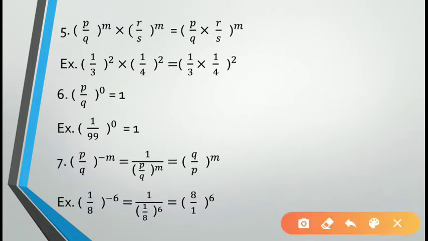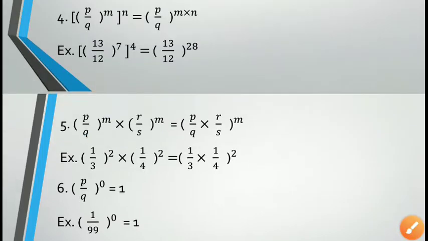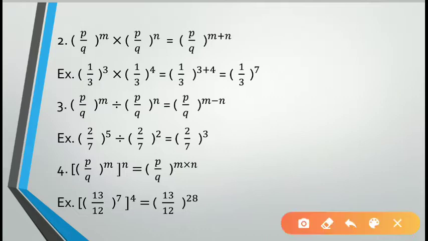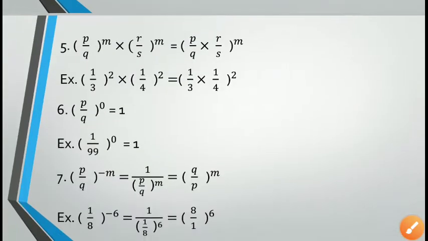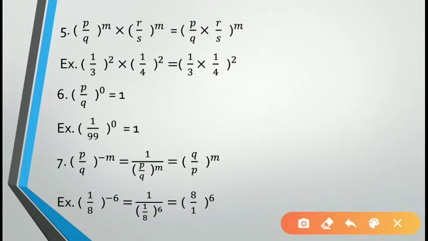Fifth law is (p/q)^m × (r/s)^m, where p/q is a rational number and m is the power, and r/s is another rational number and the power is m. Here both the rational numbers are different and the powers are the same. In the previous law, both the rational numbers were the same and the powers were different, so we were adding the powers. But in this law, both the rational numbers are different and the powers are the same.